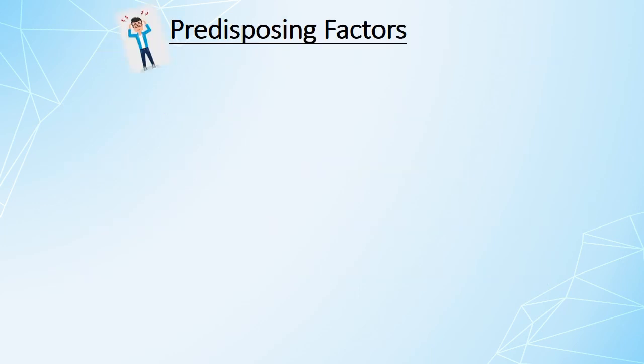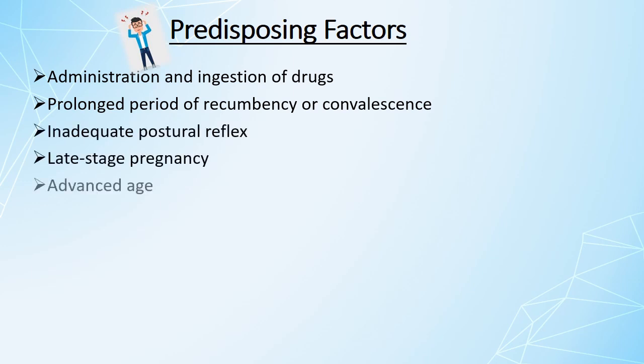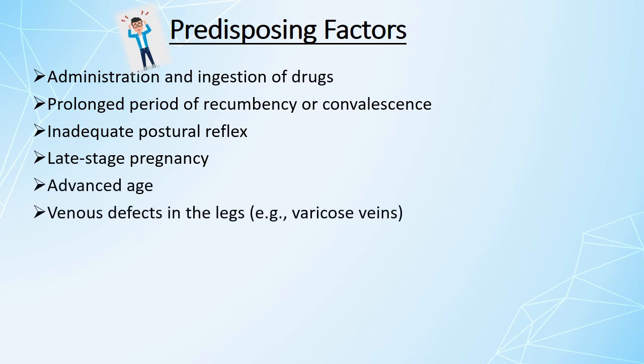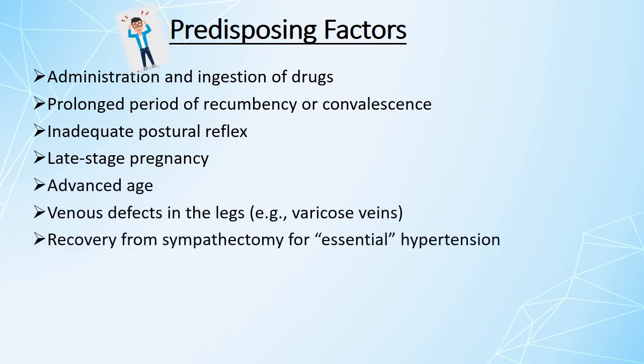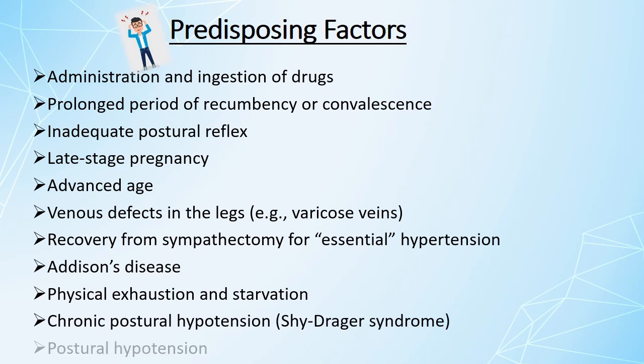Then what are the predisposing factors for orthostatic hypotension? These include administration and ingestion of drugs, then prolonged period of recumbency, then inadequate postural reflex, late stage pregnancy, advanced age, then venous defects in the legs, then recovery from sympathectomy for essential hypertension, Addison's disease, then physical exhaustion and starvation, then chronic postural hypotension.